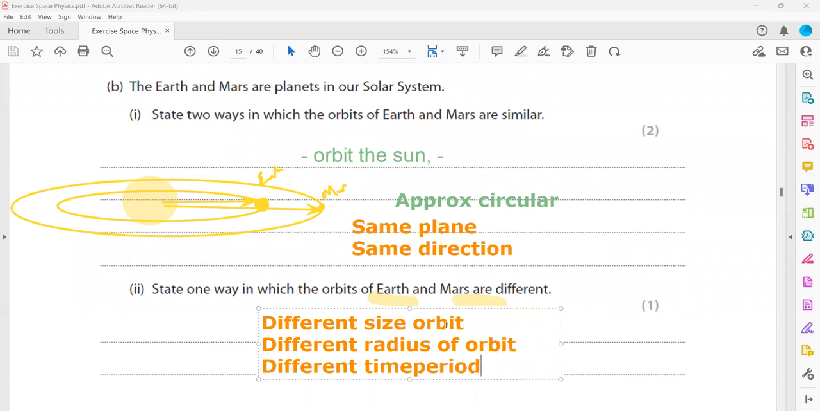Yes, Mars is having a greater orbital distance. Yes, that fact is correct. That fact is correct. About the moons, when you compare, you don't have to mention anything about the moon.